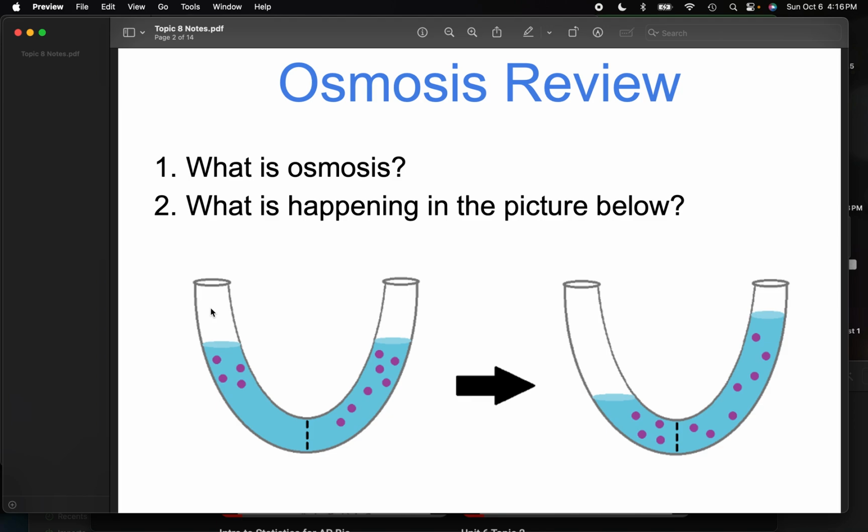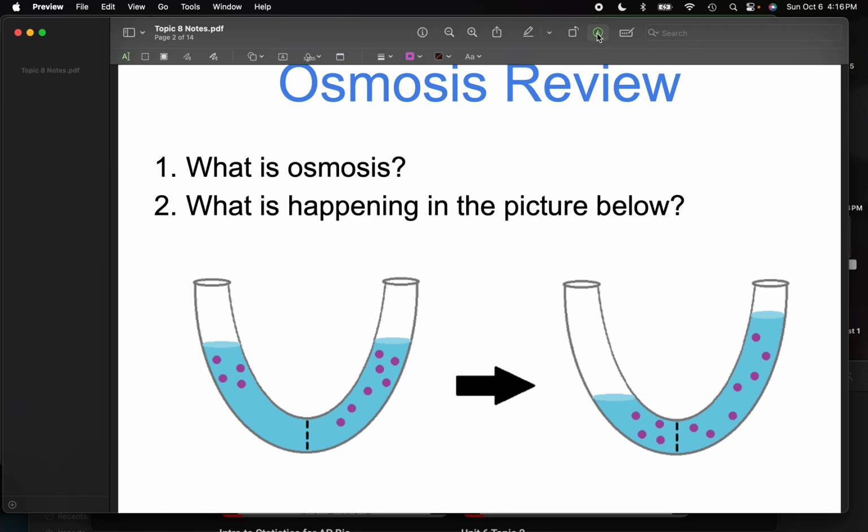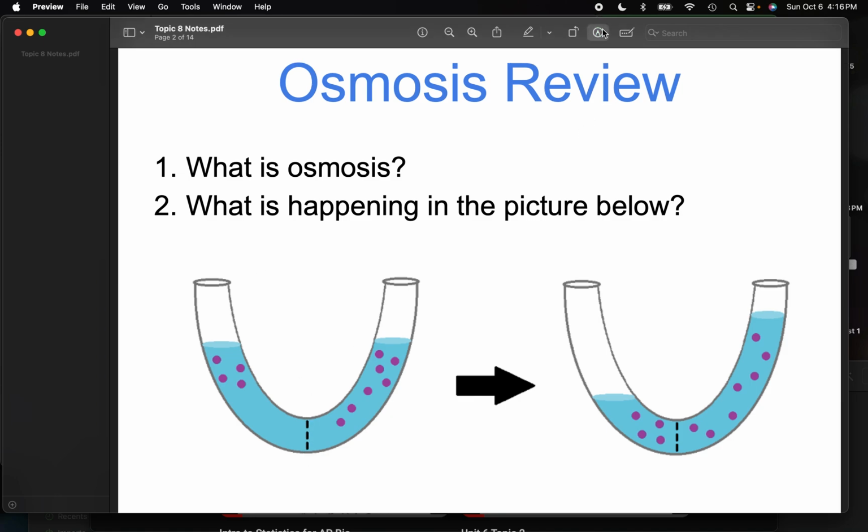Think to yourself, what is osmosis and what is happening in this picture below? First of all, osmosis is the movement of water from an area of low solute concentration to high solute concentration. So, what's happening in this picture is we can see on the left here, we have a tube, there is a semi permeable membrane, and here, let me see if I can get my markup tool. Here we go. So, there's your semi permeable membrane.